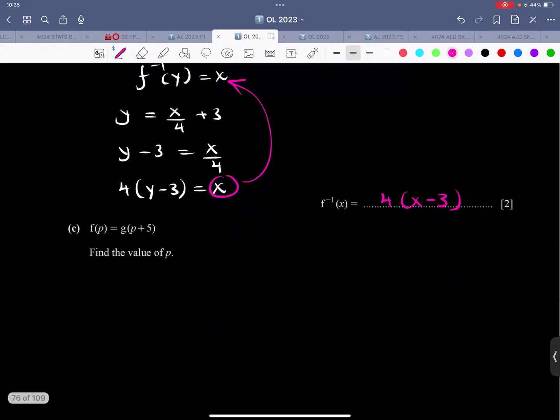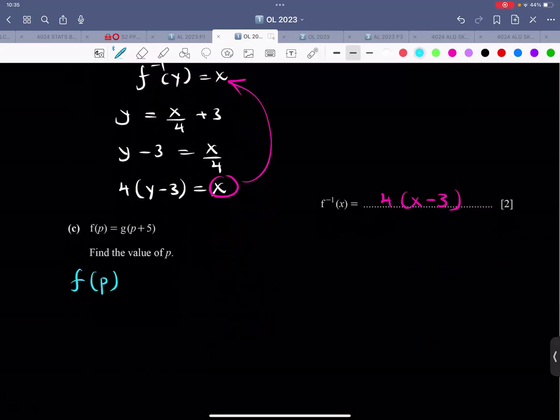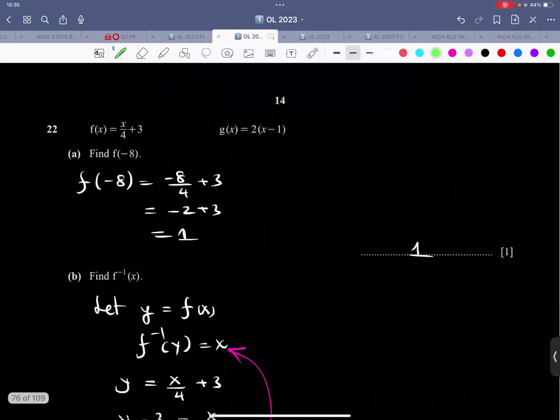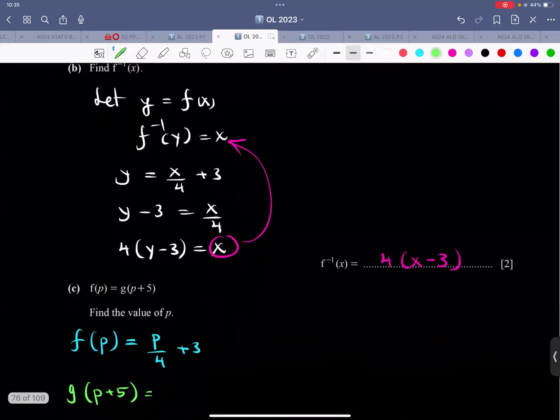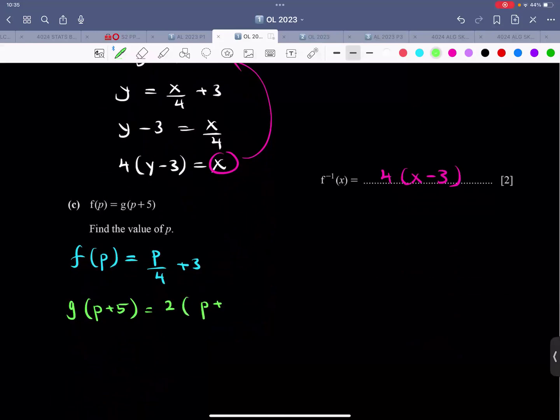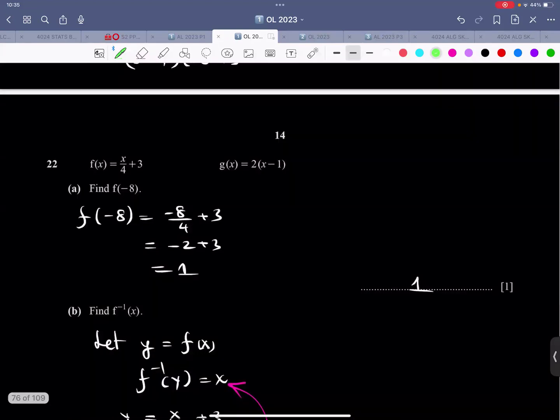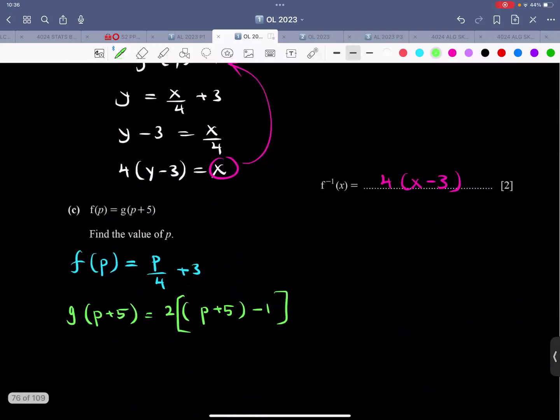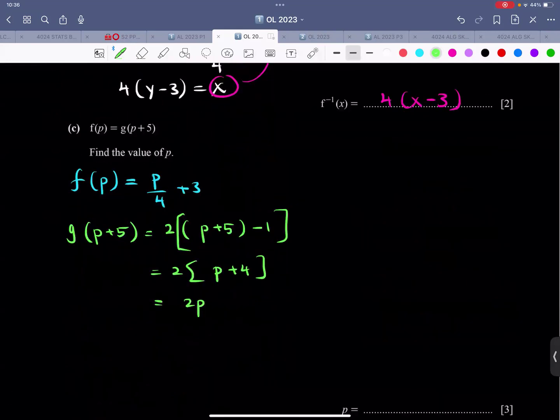F of p is g of p plus 5. So f of p is just inserting p in f of x. So that is p over 4 plus 3. And g of p plus 5, gx is 2x minus 1, so that is 2 bracket p plus 5 minus 1. If I'm not mistaken, 2 bracket x minus 1, 2 bracket p plus 5 minus 1. That is 2 times p plus 4. Simplify. That's 2p plus 8.